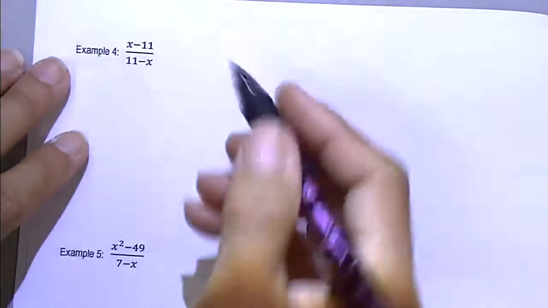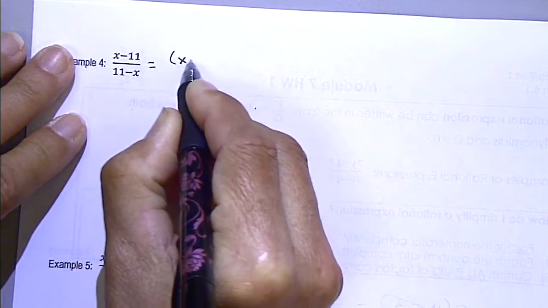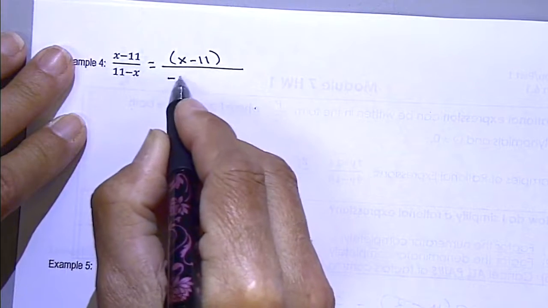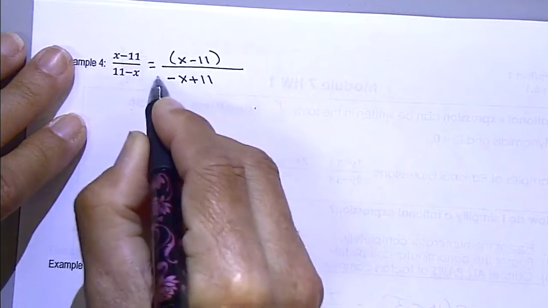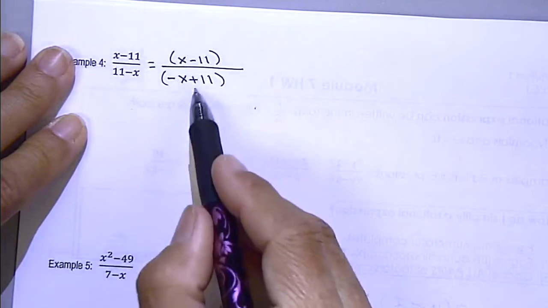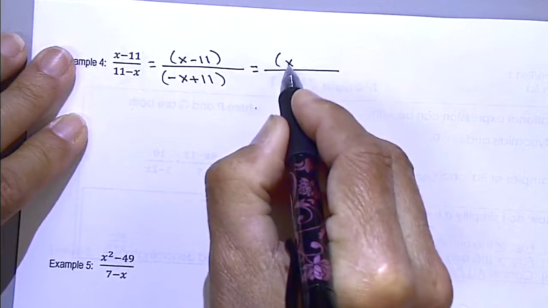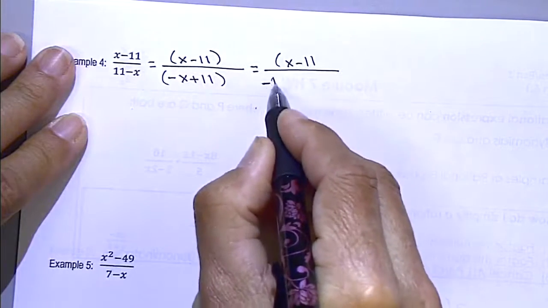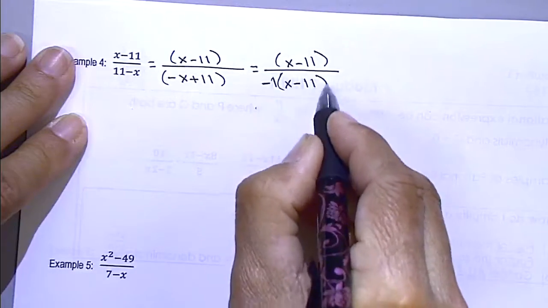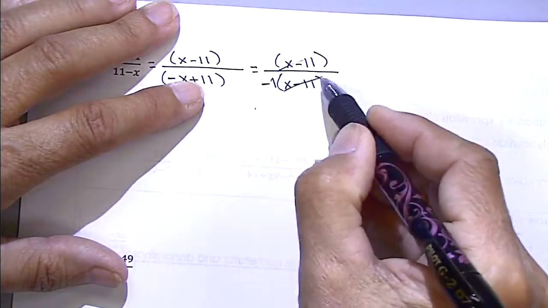Okay, let's prove what I just told you, okay? First thing we're going to do is make this one just x minus 11 because we can't do anything with it. And we're going to turn this thing around. We're going to call this negative x plus 11. And now we're going to try to make them match. Well, the only thing I can factor out is a negative 1. But when I factor out a negative 1, this becomes x minus 11, right?